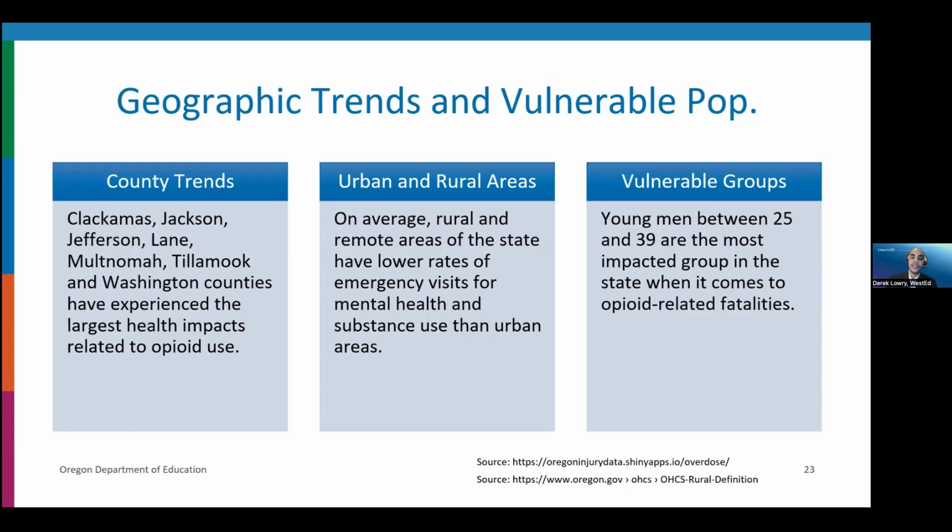I also want to note that there are some disparities in socioeconomic factors, particularly poverty and, as I mentioned earlier, homelessness, that can complicate the efforts to address the opioid epidemic. And when we look at the groups most impacted within Oregon, young men aged 25 to 39 are among the groups most affected by opioid-related fatalities in the state.